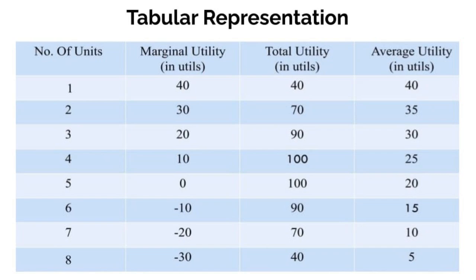Now moving to total utility. How can we calculate total utility? Total utility can be calculated from the marginal utility received from every successive unit.